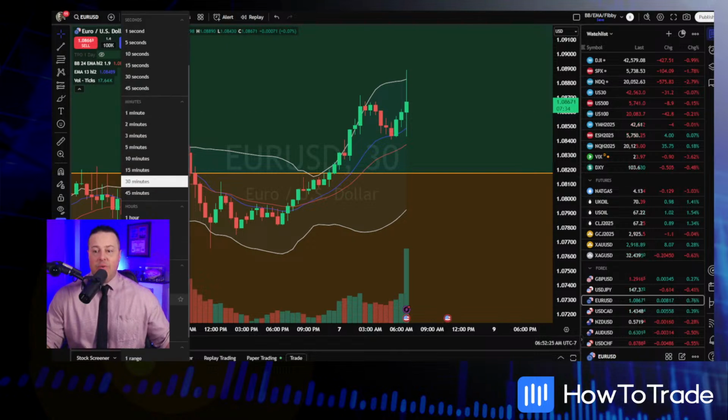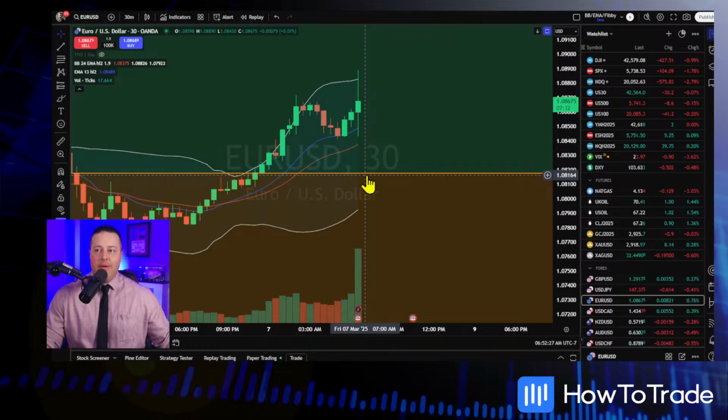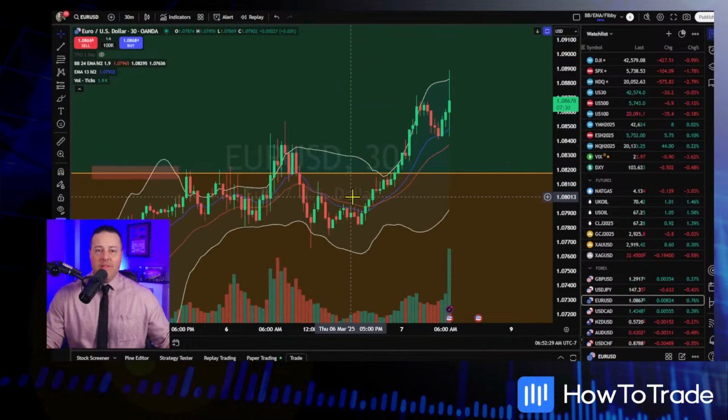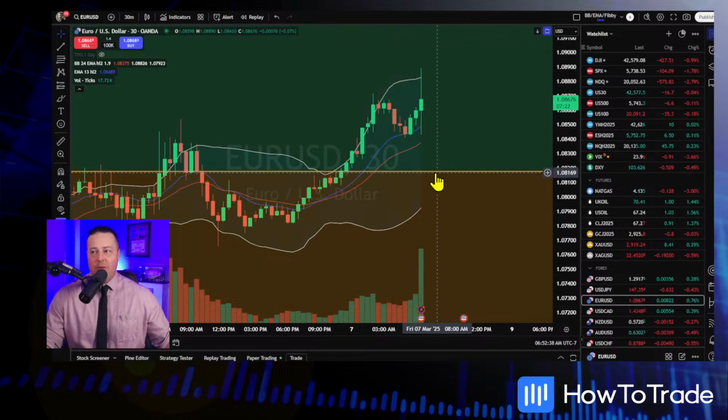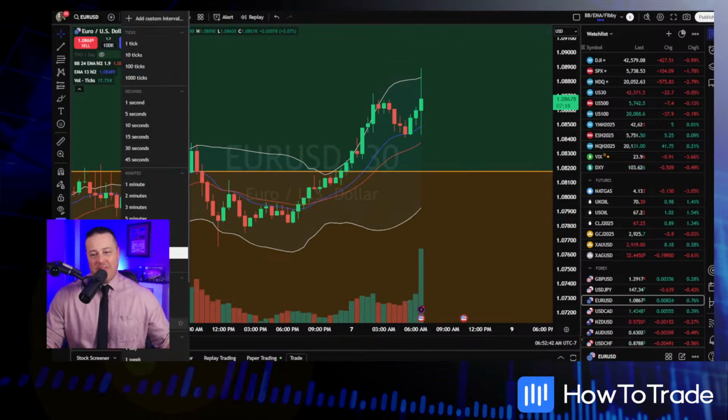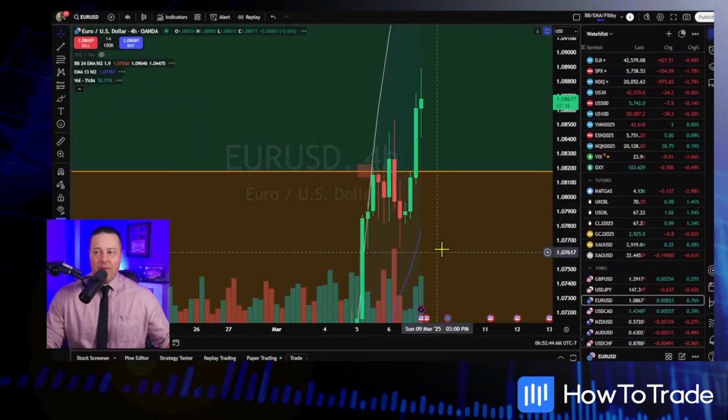Before we move on, I've always been a big believer that what once was resistance is support, and what once was support is resistance. You can see this compression right here. This was beautiful. Scalp into the long off of this zone. So if I was looking at it, I'd say, okay, 108.17, that's a pretty good demand zone right now. There's a lot of action down there.